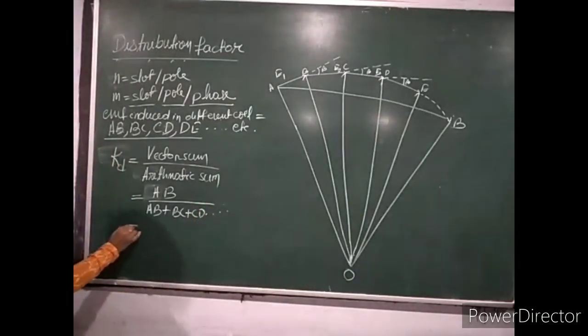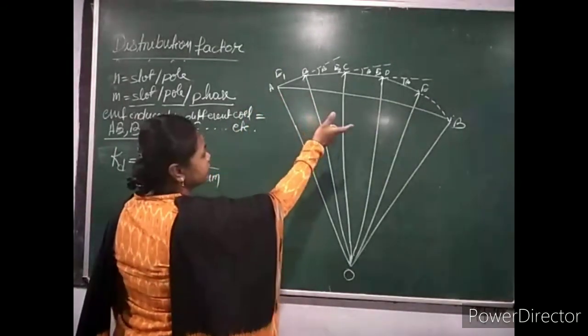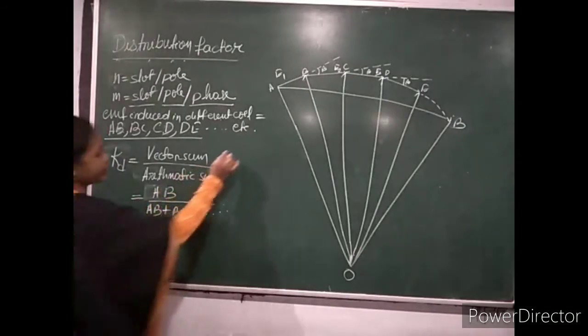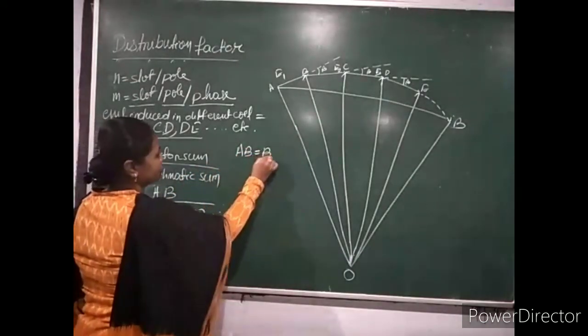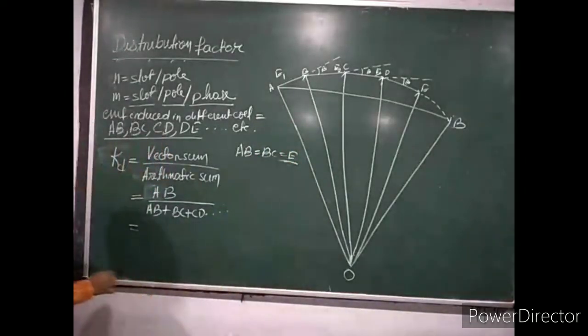Okay. Here, as you know, in distributed winding the EMFs induced in different coils are the same in magnitude but differ in phase. Same in magnitude but differ in phase. So the EMF induced in AB, BC, CD, DE are all the same in magnitude. Let it be E. AB is equal to BC is equal to CD, and so on, each E.